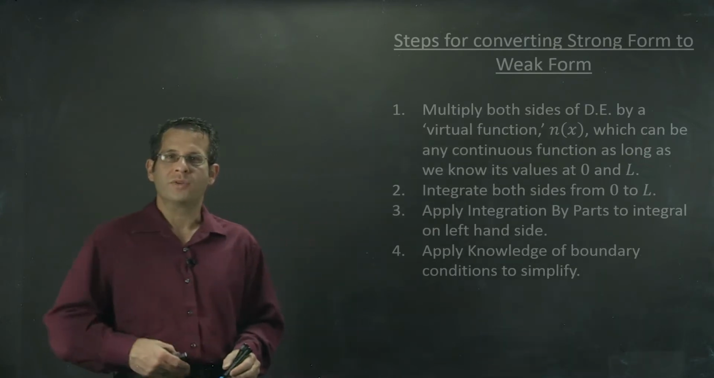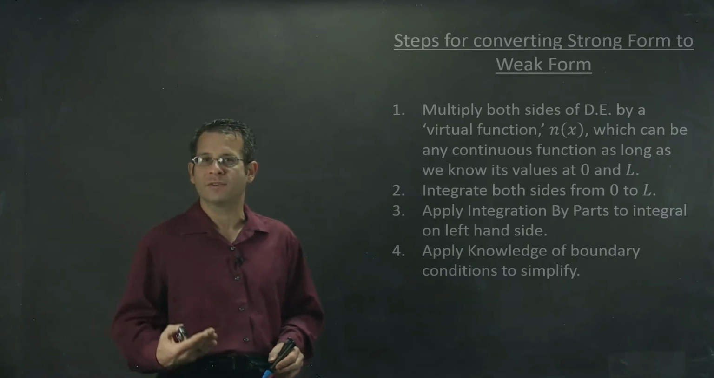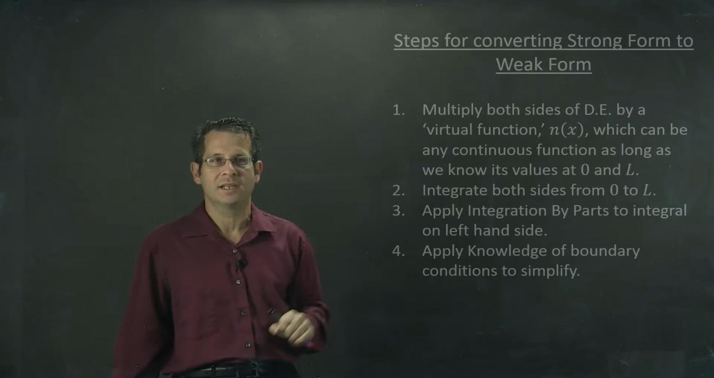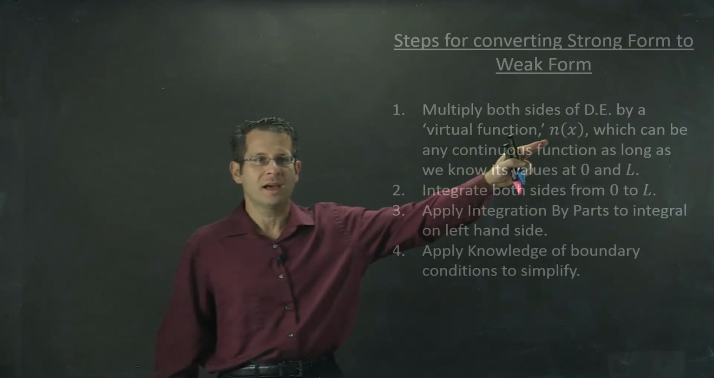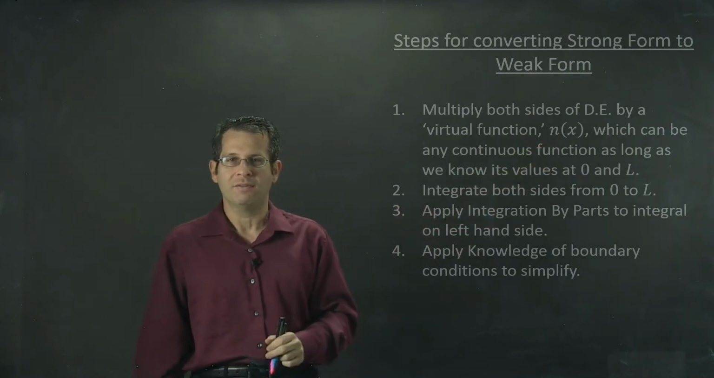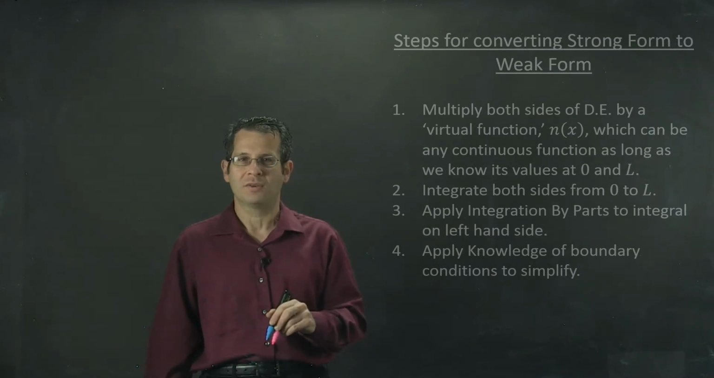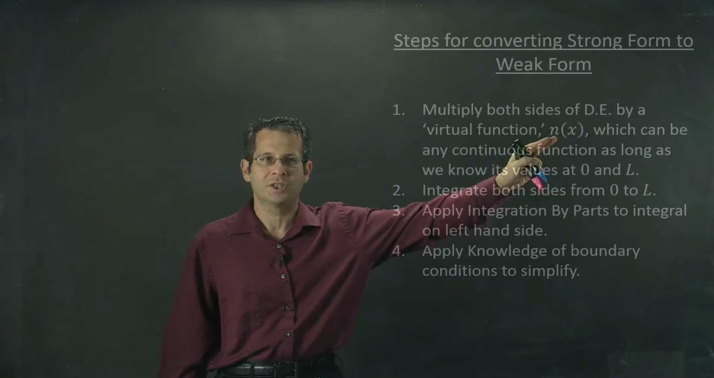Remember, when we go through this process of converting from the strong form to the weak form, we start with the differential equation in the strong form, and we're going to multiply both sides of the differential equation by some virtual function. Here, I'm calling that virtual function n of x. In a previous video, I called it v of x, but since in our beam problem we're solving for a function that's called v of x, to avoid confusion, I'm renaming my virtual function n of x.